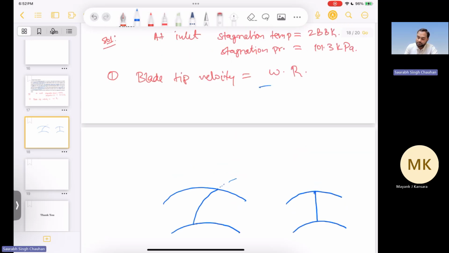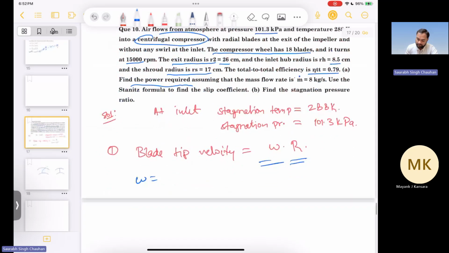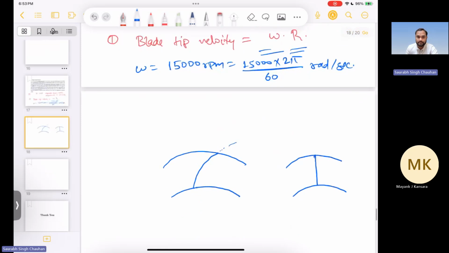So blade tip velocity is omega times r, and omega is given to be how much? 15,000 rpm. So this means 15,000 times 2 pi radian per minute. Per minute means, sorry, per second means that you have to divide by 60, right? So this will be in radian per second.